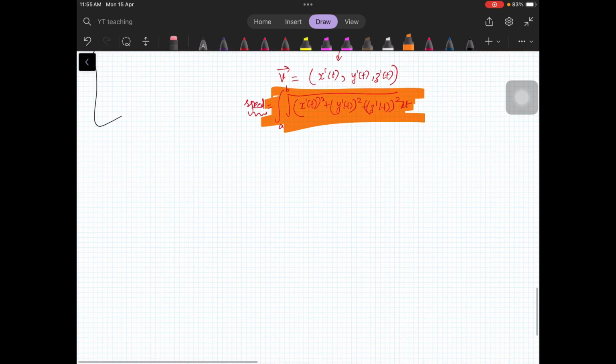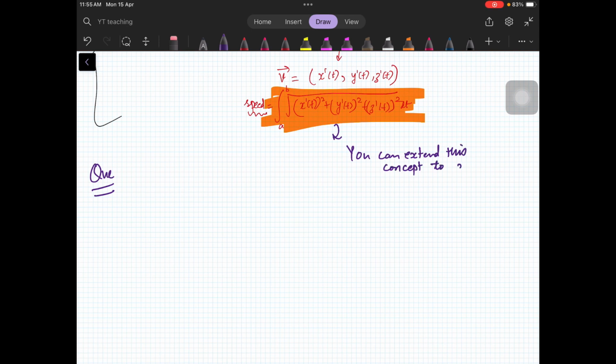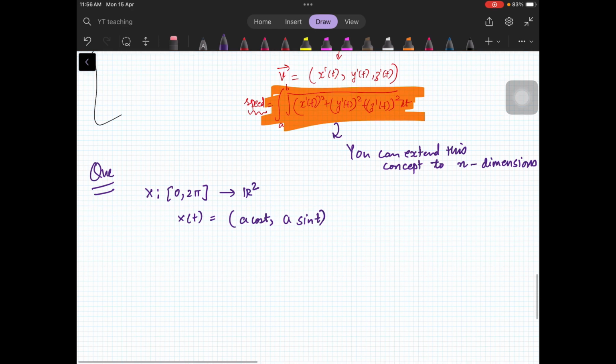Now let us do some problems based on this simple concept, right? So you can extend this concept to any number of dimensions, to n dimensions. Okay, so now we have this problem that x is a curve from [0, 2π] to R², defined by x(t) = (a cos t, a sin t). So you clearly see this is a circle, and the question is, find its length.